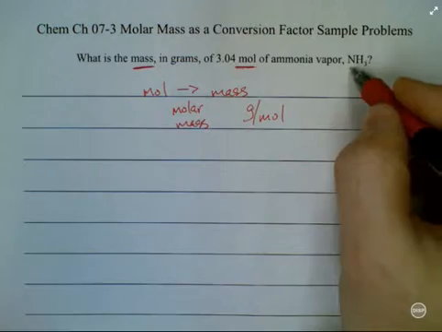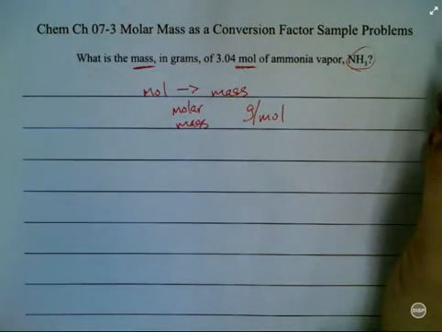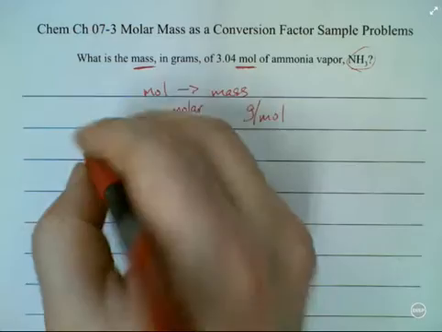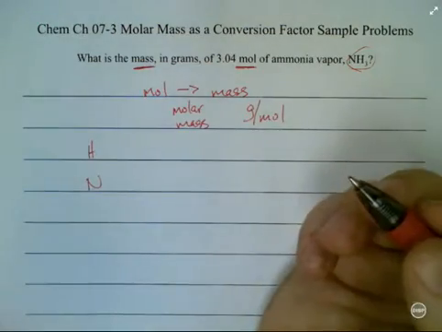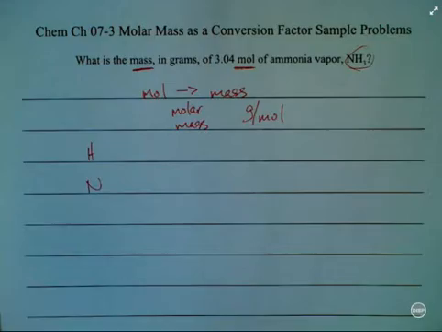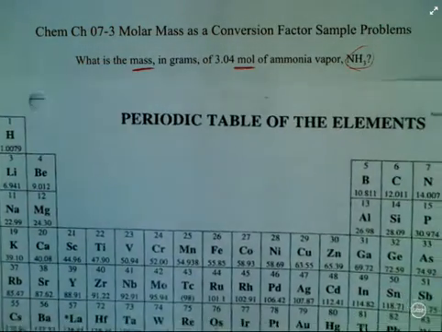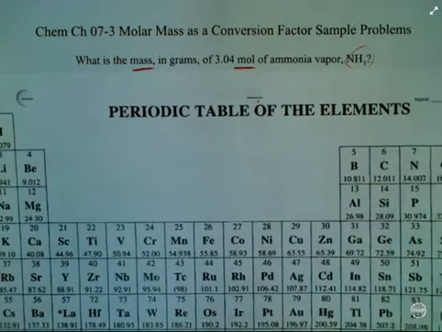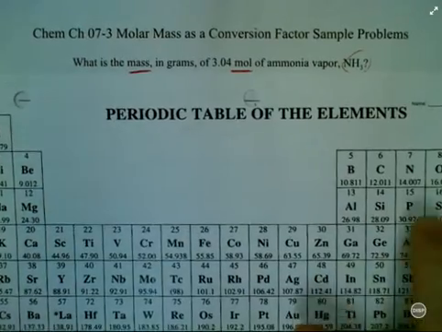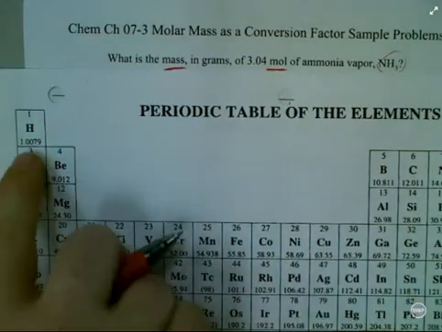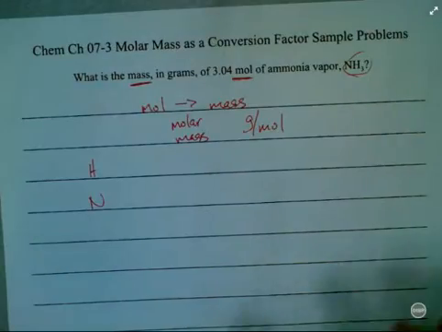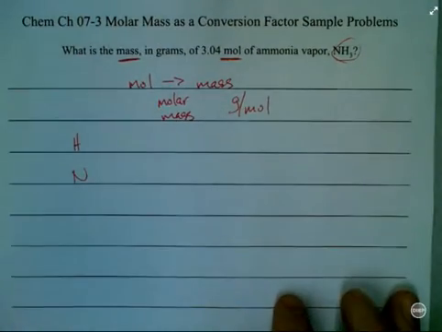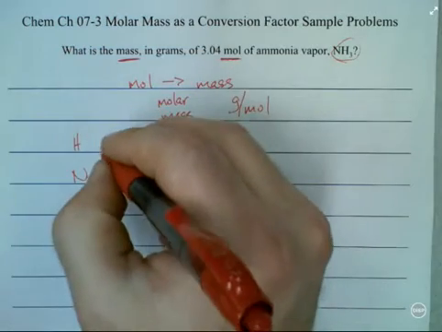So we can start by calculating the molar mass of NH3. Hydrogen and nitrogen are present. Using the periodic table to find the average atomic masses of these two species, nitrogen over here, hydrogen over here, I'm going to copy those down onto my paper. Don't try to just simply remember those in your head. Put them on the paper.